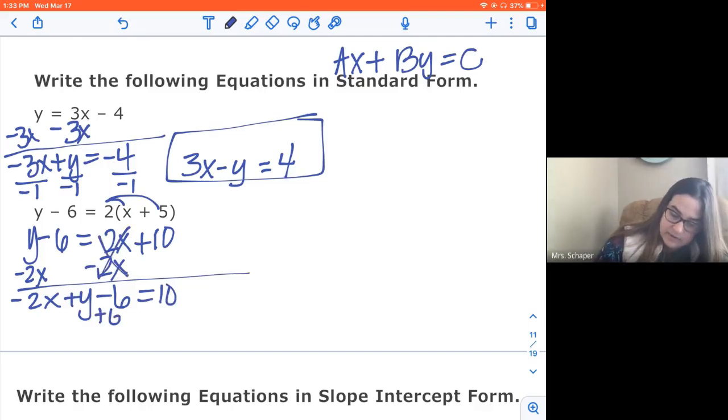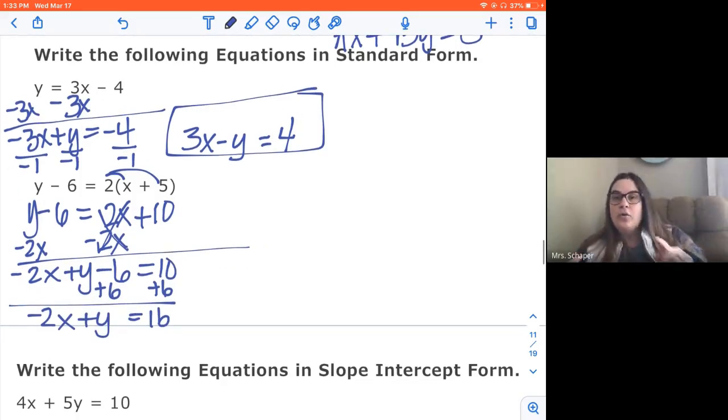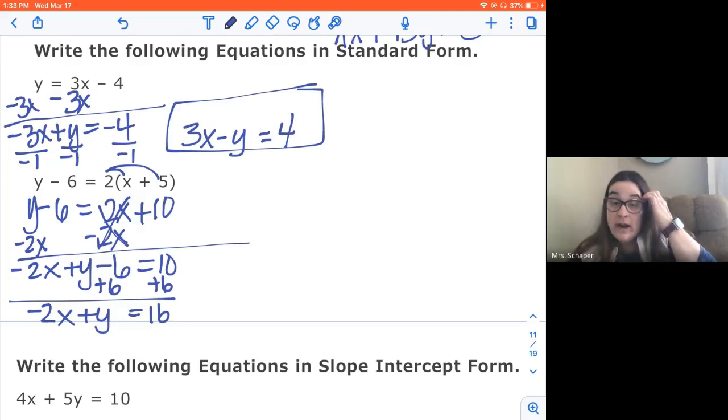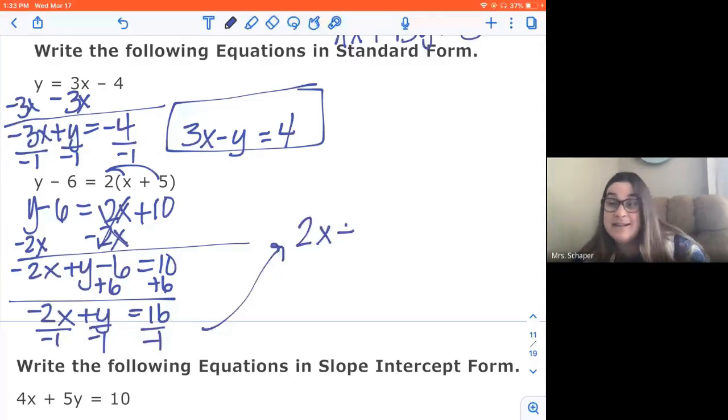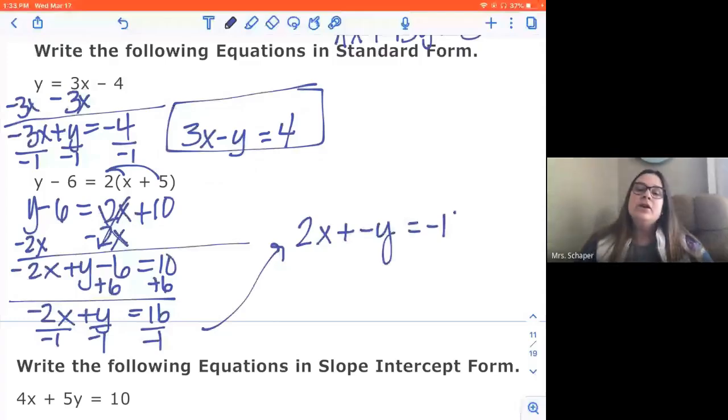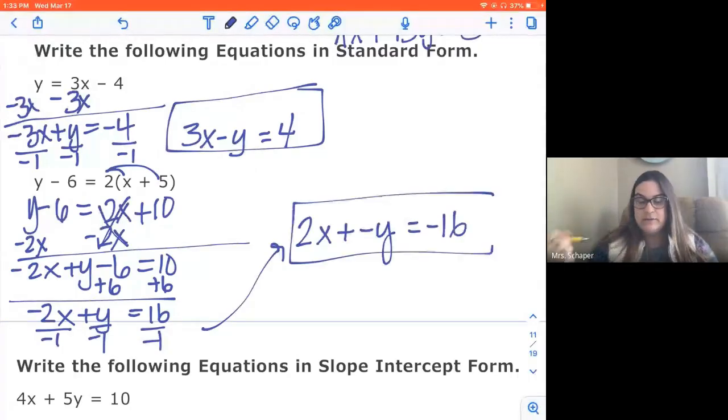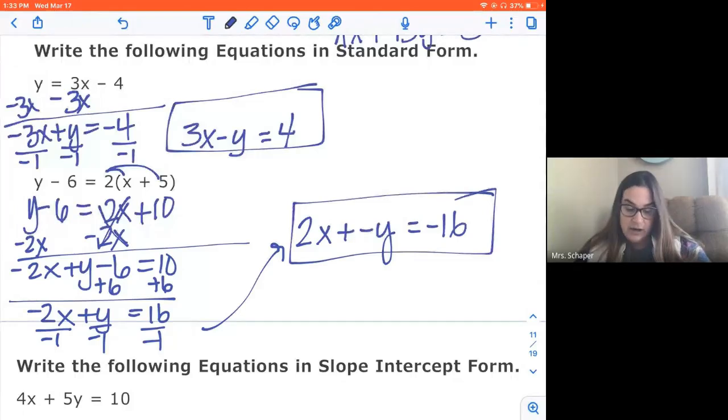I'm going to add 6 to both sides. Negative 2x plus y equals 16. So A, B, and C have to be integers. They are. A needs to be positive. Ooh, got to divide everything by negative 1. So I end up with 2x plus negative y equals negative 16. Has to be written in simplest form. It is. So here's the final equation. All right, standard form. All right, we're going to just take a moment here, 2 more.